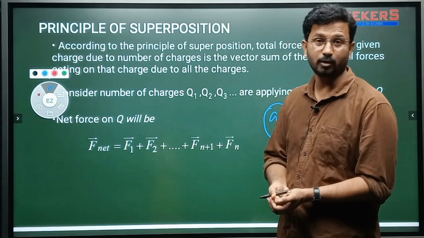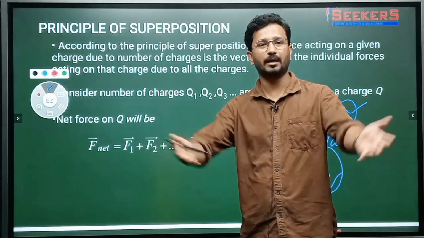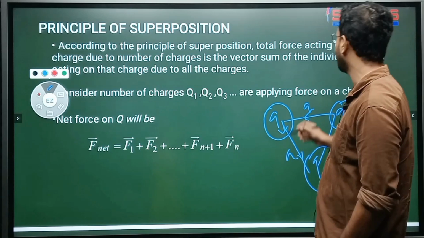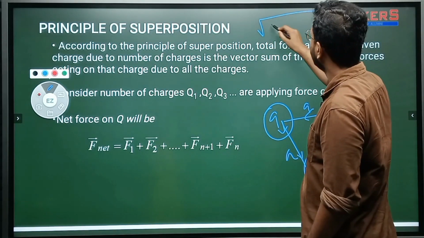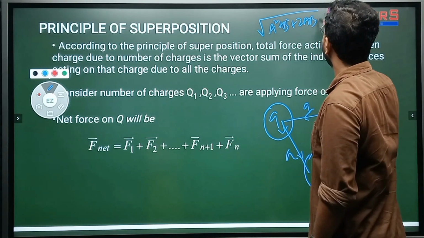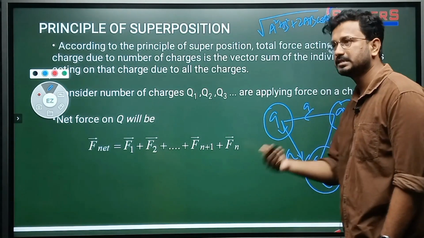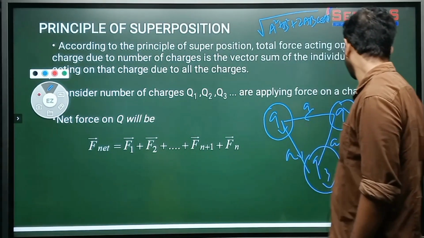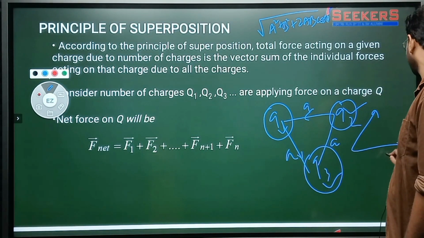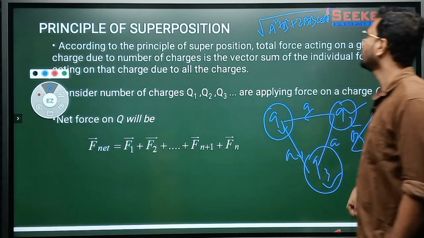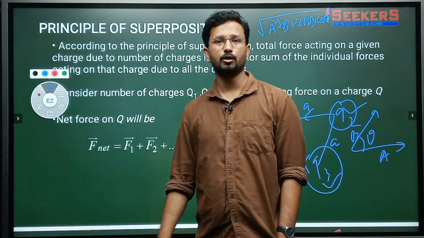Force is a vector quantity. We don't add vectors simply like a plus b plus c. There is a formula for vector addition. If we have two vectors, the addition formula is what? Under root of a square plus b square plus 2ab cos theta. A is the first vector, b is the second vector, and theta is the angle between a and b. Their sum will be under root of a square plus b square plus 2ab cos theta.